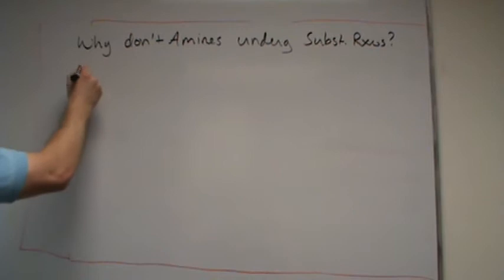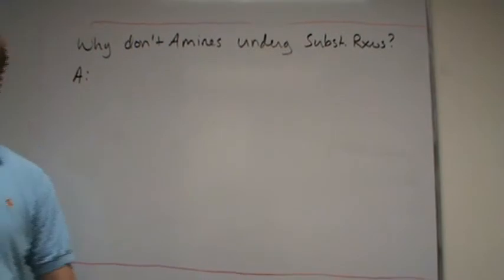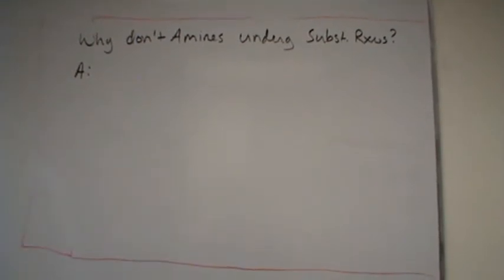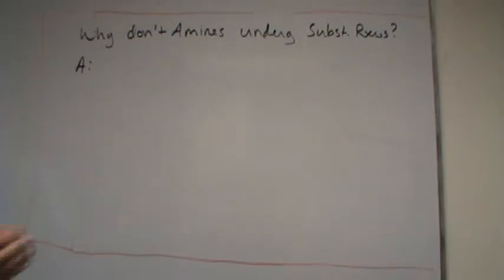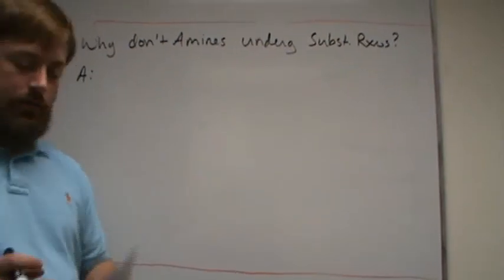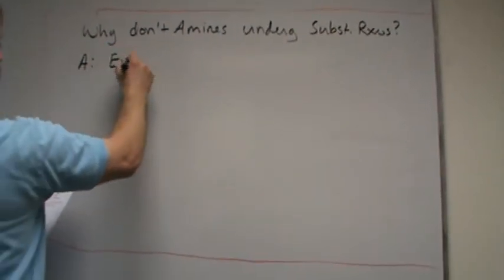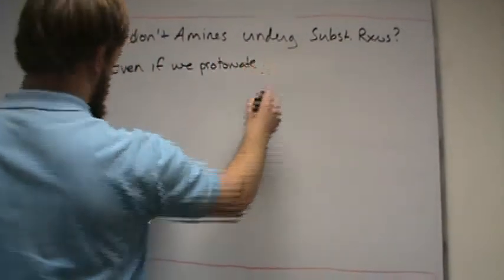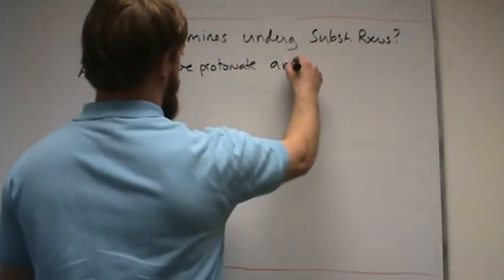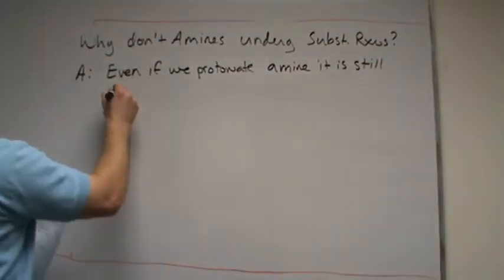So the answer: to solve that problem with alcohols, with ethers and some epoxides, we protonate them. We activate those groups to make them better leaving groups. If we protonate an amine, it turns into our leaving group, but it's still a poor leaving group. So that's why substitution doesn't happen. Even if we protonate the amine, it is still a poor leaving group.